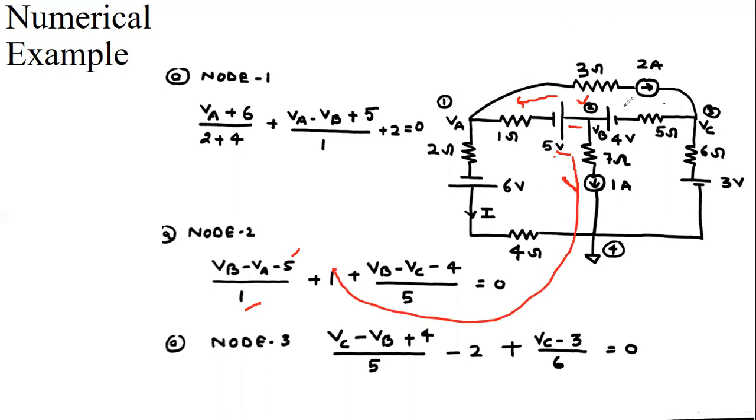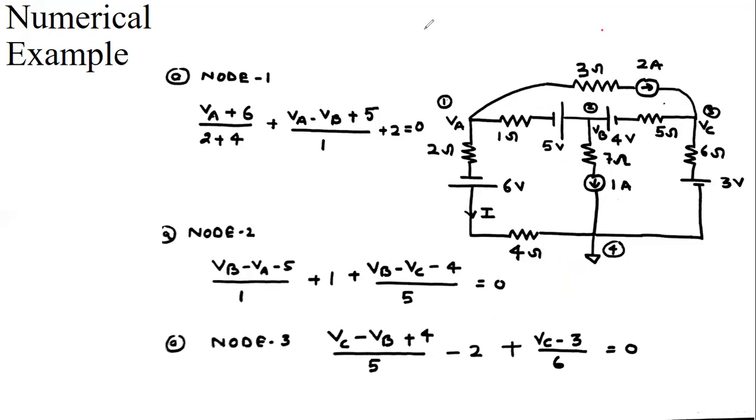And the third current, this is the outgoing current, and this is VB minus VC, the potential difference of the nodes. And here we are getting the plus sign. So this is minus 4 divided by resistance 5 equal to 0. So this is my second equation.